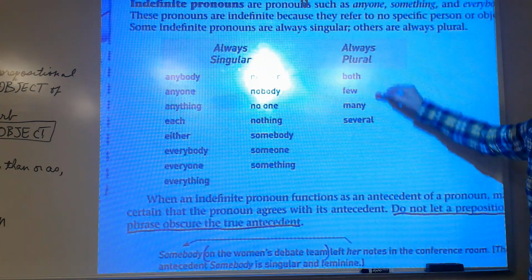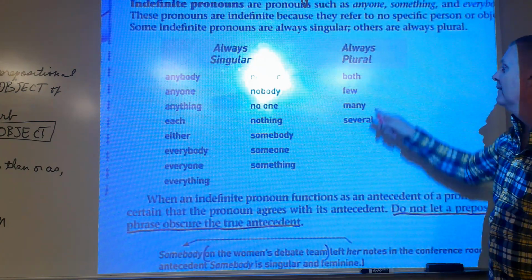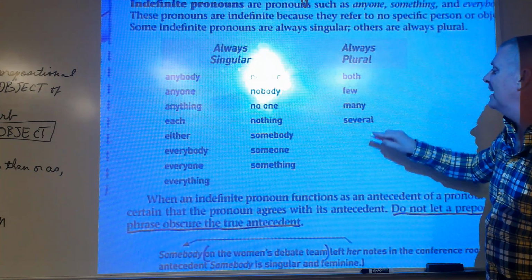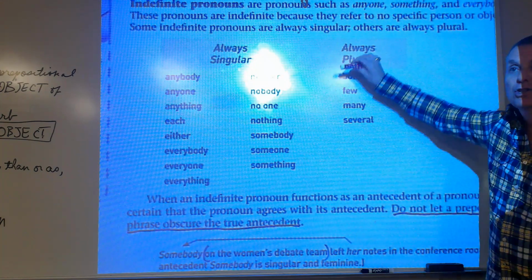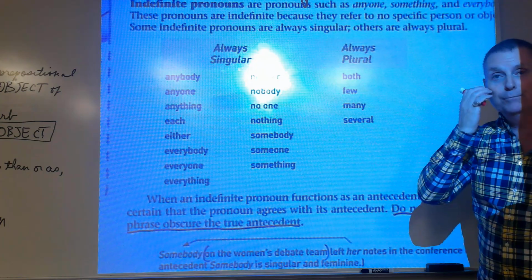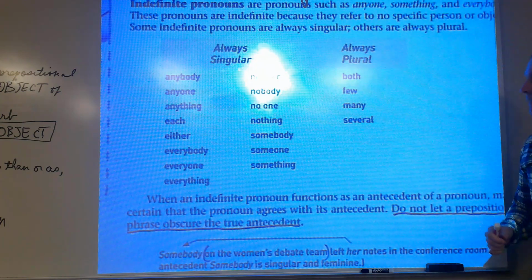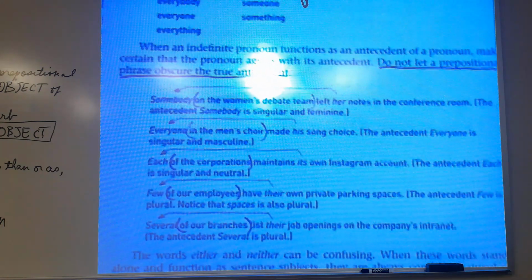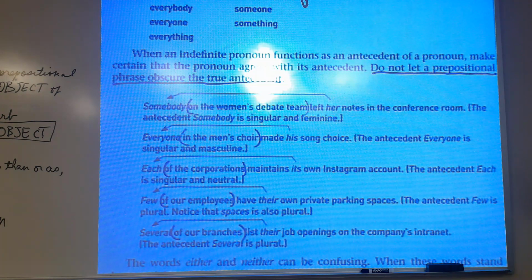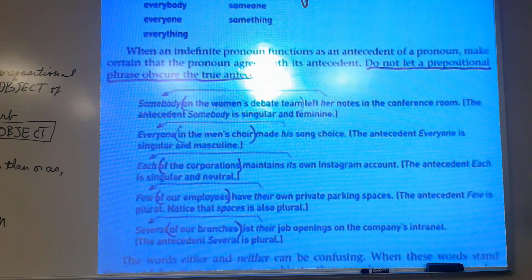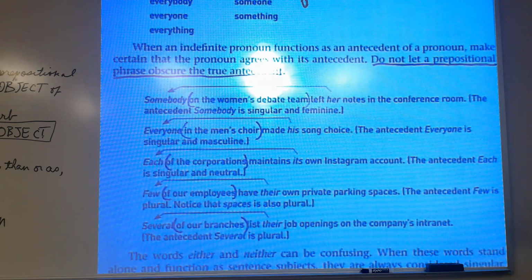And the ones that are always plural, this one's easy to remember: both, few, many, and several. Those are clearly plural pronouns. The issue: when the indefinite pronoun functions as an antecedent of a pronoun, make certain that the pronoun agrees with its antecedent. Do not let a prepositional phrase obscure the true antecedent.